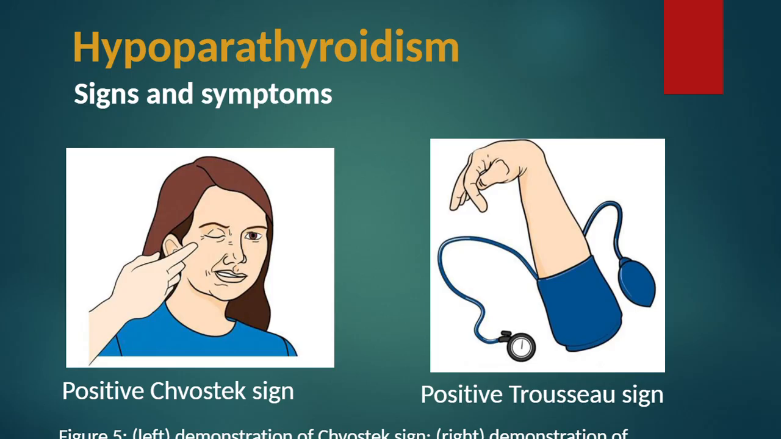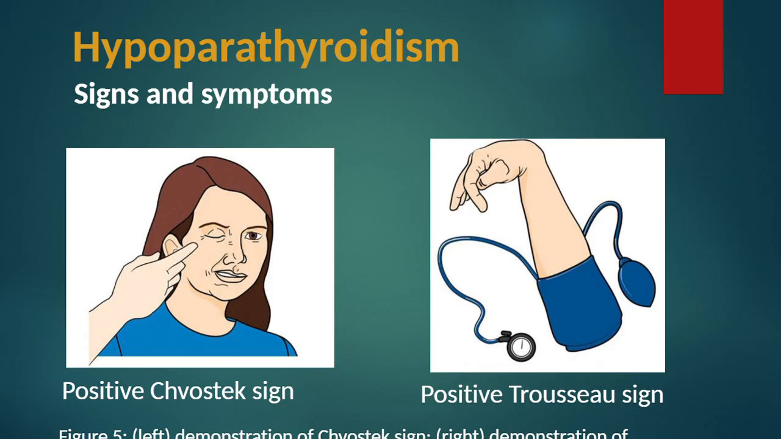The second image demonstrates a positive Trousseau sign, which is actually a more sensitive indicator of hypocalcemia. To test this, you inflate a blood pressure cuff on the upper arm and maintain the pressure above the patient's systolic level for about 3 minutes. In a positive result, the hand and fingers spasm into what's called a carpopedal spasm. This happens because ischemia and low calcium irritate the nerves, causing the muscles of the hand to contract involuntarily.